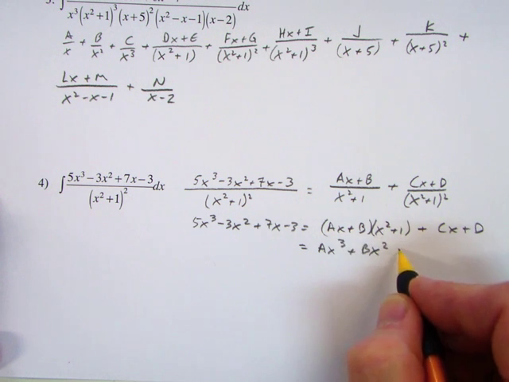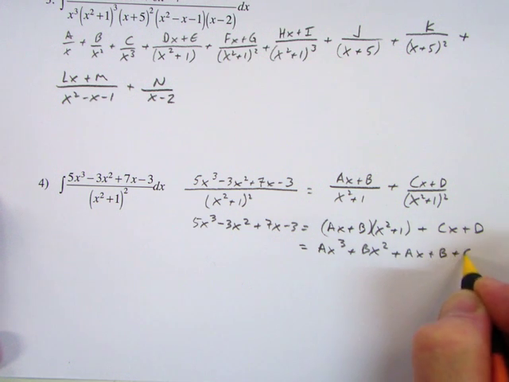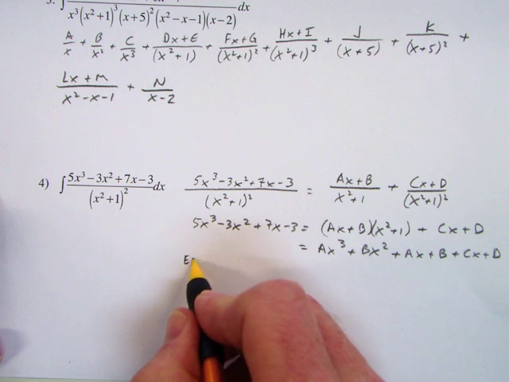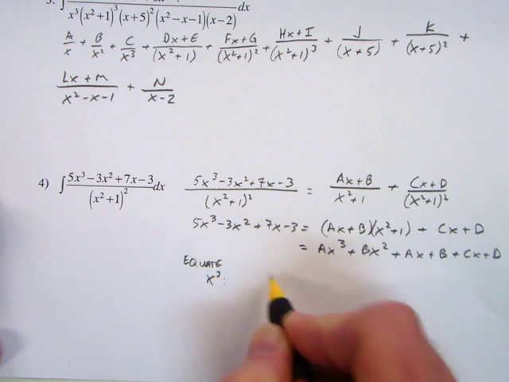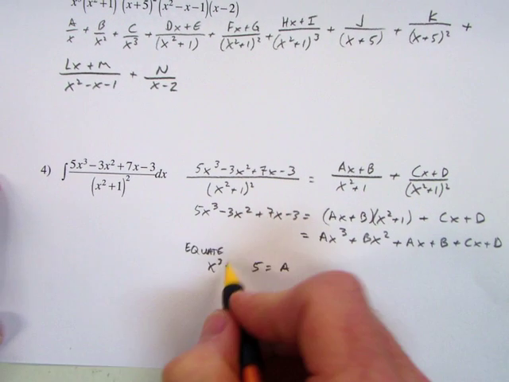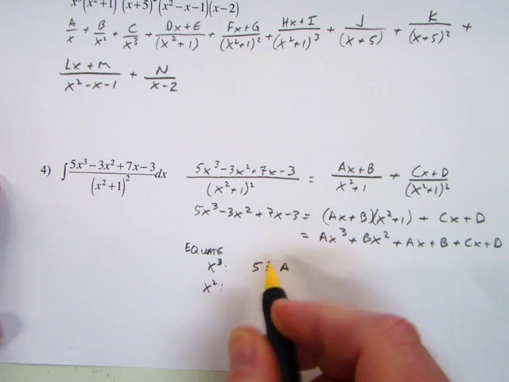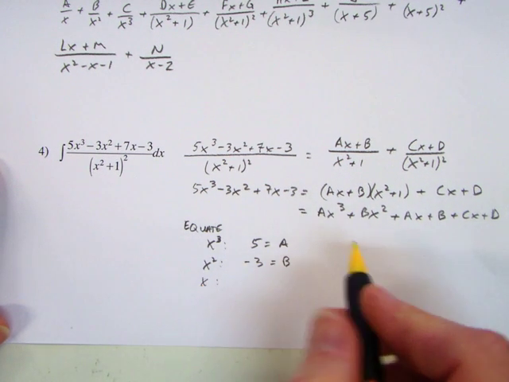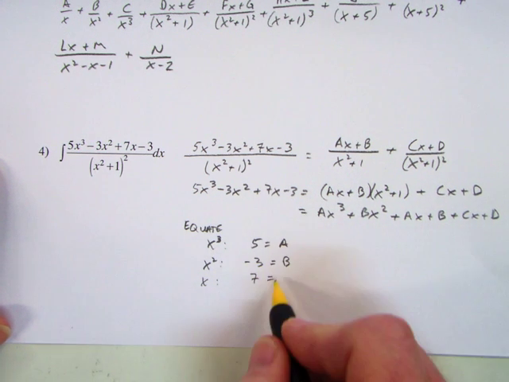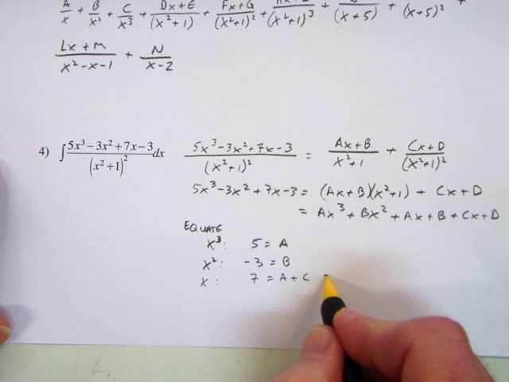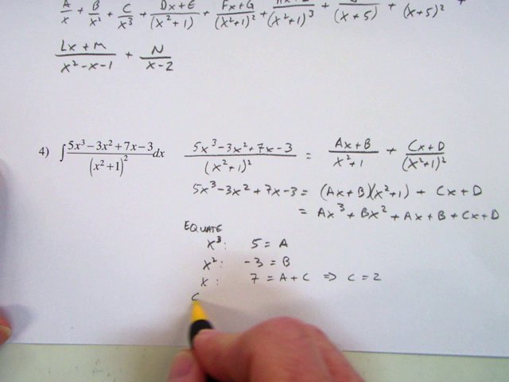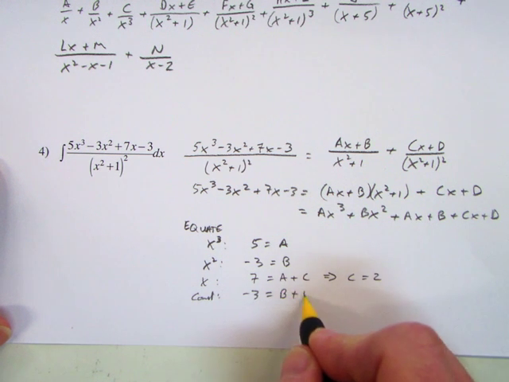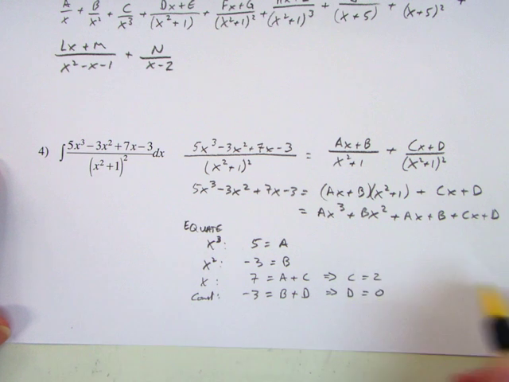ax cubed plus bx squared plus ax plus b plus cx plus d. And so that's going to equal this. Now we can equate coefficients. For x cubed, we get 5 equals a. For x squared, we get negative 3 equals b. For x, on the left we have 7, and on the right we have a plus c. Well, since we know that a is 5, that's telling us c is 2. And for our constant, we have negative 3 equals b plus d. b is negative 3, so that's telling us d is 0.